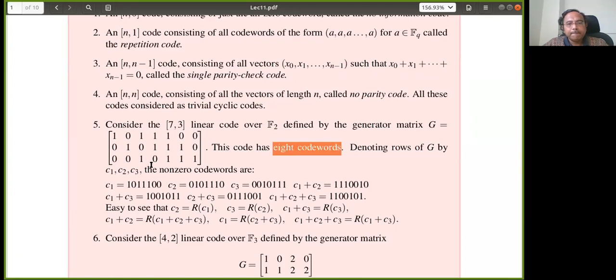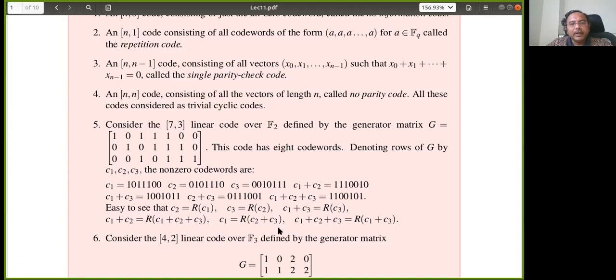Yes, k equal to 3 here, right? It is a generator matrix. k equal to 3, so you have 2 power 3, since it is binary. The cardinality of C equals 2 power k, 2 power 3. Now, how do you get all of them?